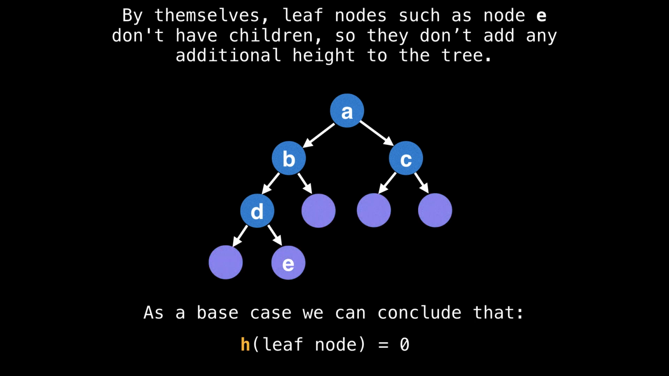By themselves, leaf nodes, such as node E, don't have children, so they don't add any additional height to the tree. So we conclude that as a base case, the height of any leaf node should be 0.